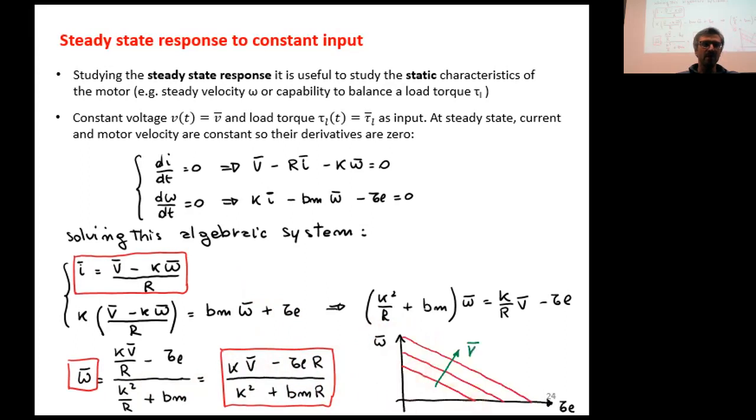So if tau L is 0, we have the maximum velocity. Then if tau L increases, from this constant we subtract a bigger value until we go to 0. And this line will move according to the supply voltage. And this is the famous velocity to torque, load torque relationship of a DC motor.